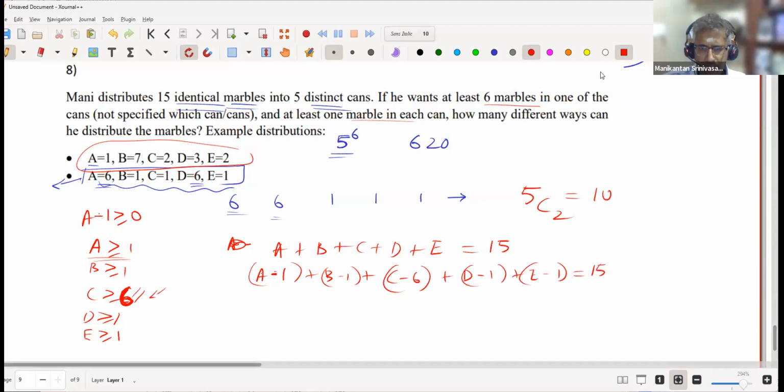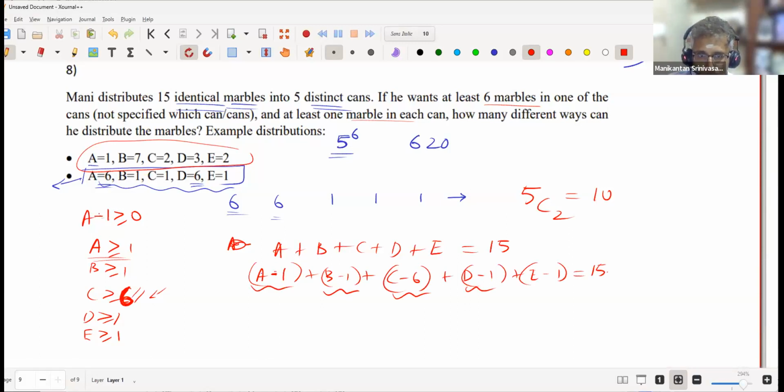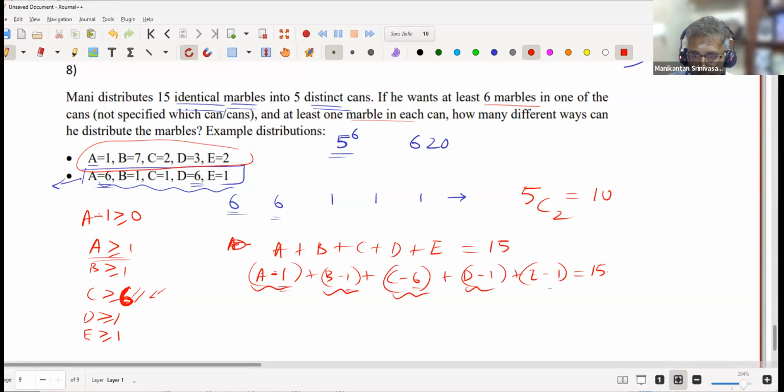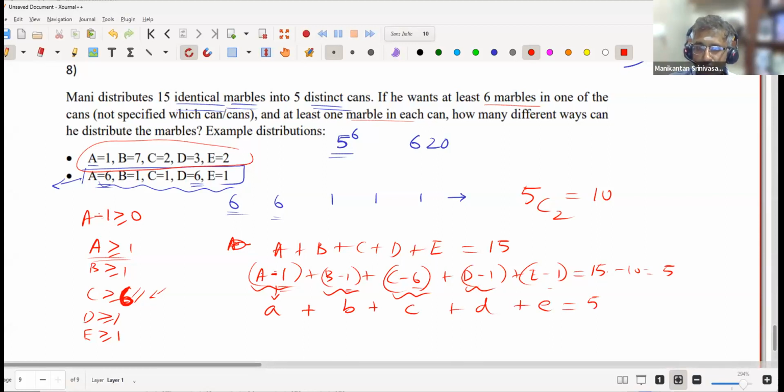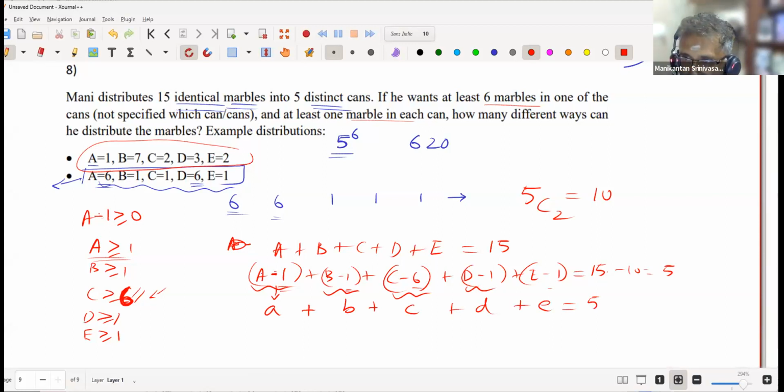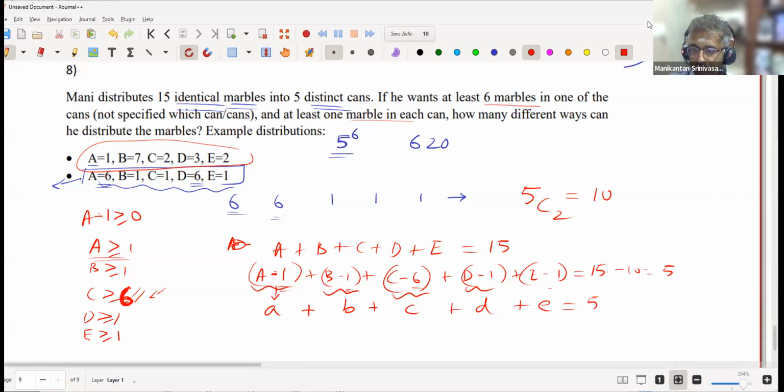Now we want each of these quantities equal to 15 minus, sorry, I have to subtract something, right? I'm just subtracting the same number from both sides: 1, 1, 1, 1, and 6, which is 10, so the total is 5. So I can frame another problem where I'll call A minus 1 small a. So small a plus small b plus small c plus small d plus small e should add up to 5, and each of these quantities can be greater than or equal to 0.